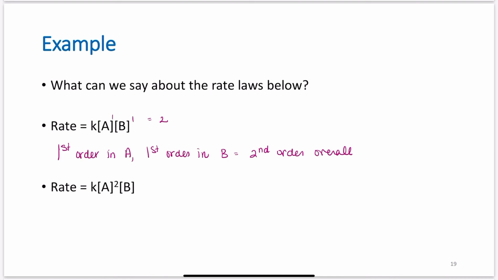What if I have the rate equals K times the concentration of A squared times the concentration of B? This is referred to as second order in A, first order in B, and third order overall. What does that mean? It tells me about how it's reacting.